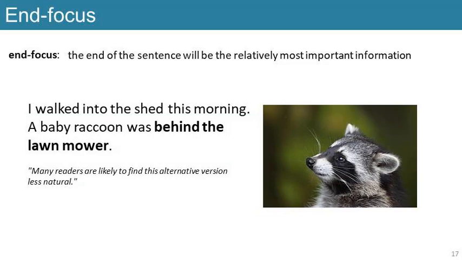Compare the original text with the equivalent version. "I walked into the shed this morning. A baby raccoon was behind the lawnmower." In this case, the baby raccoon is in the given position in the second sentence, and behind the lawnmower has end focus. Many readers are likely to find this alternative version less natural and wonder why the lawnmower seems to be more important to the writer than the presence of the baby raccoon.